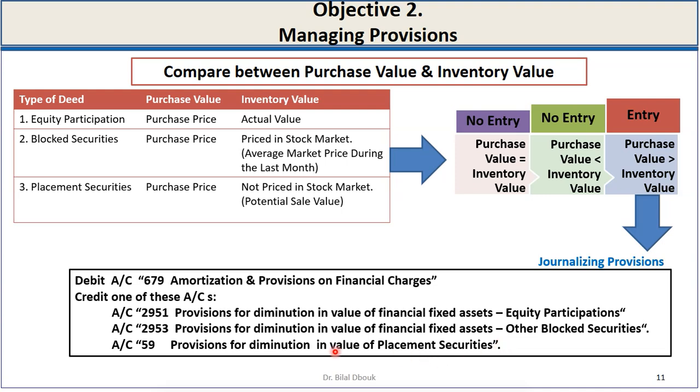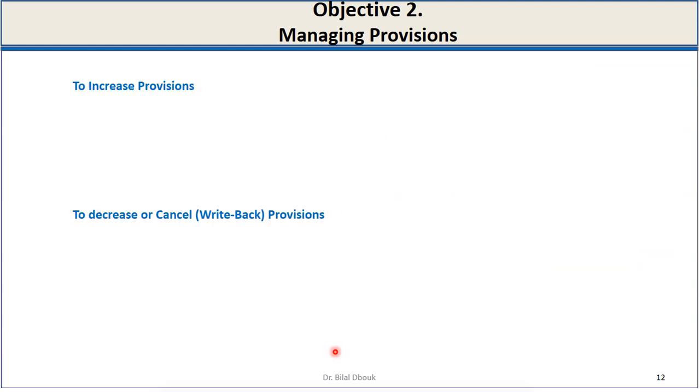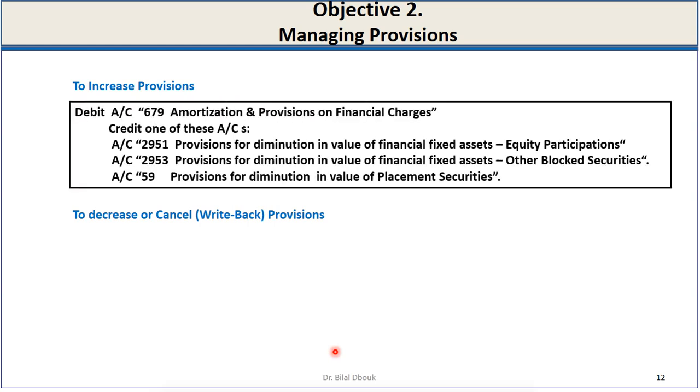So the methodology is the same, just the number of the account differs according to the type of financial security that we have. So to increase the provision, we debit 679, amortization and provisions on financial charges, and we credit one of these accounts, either 2951 for equity participation, 2953 for other blocked securities, and account 59 for placement securities.